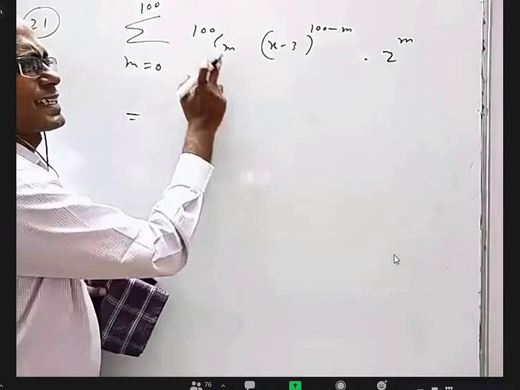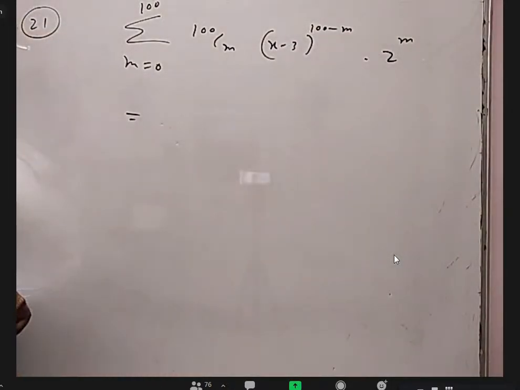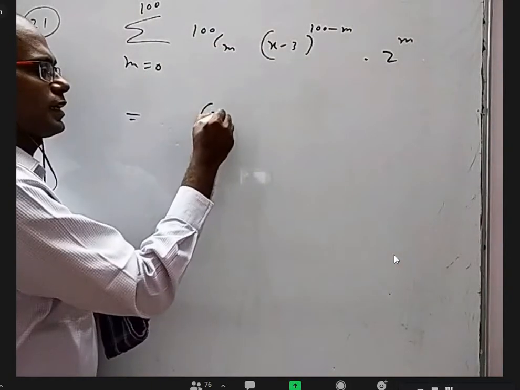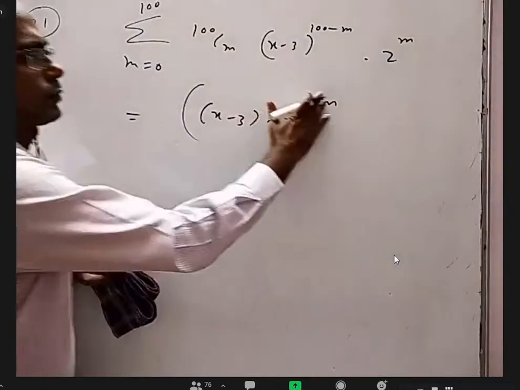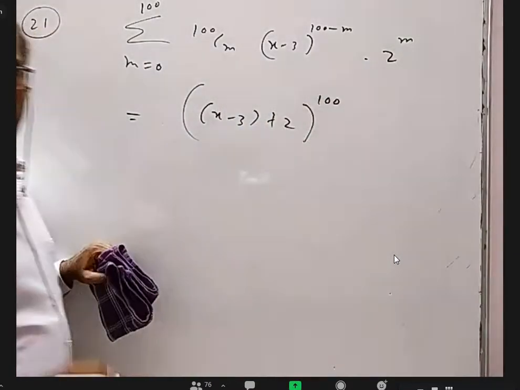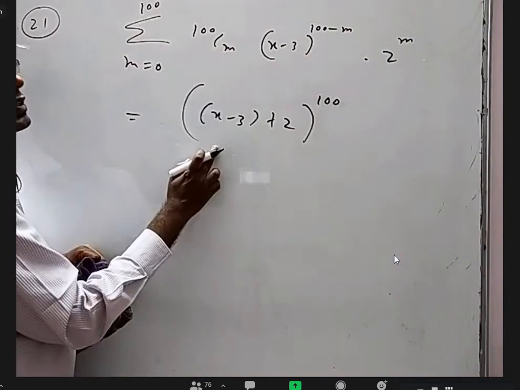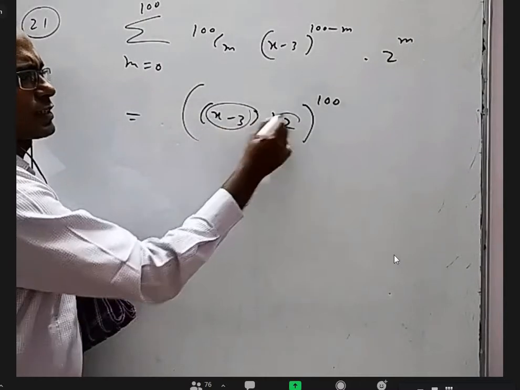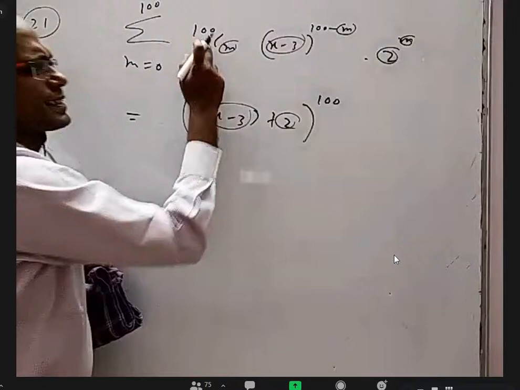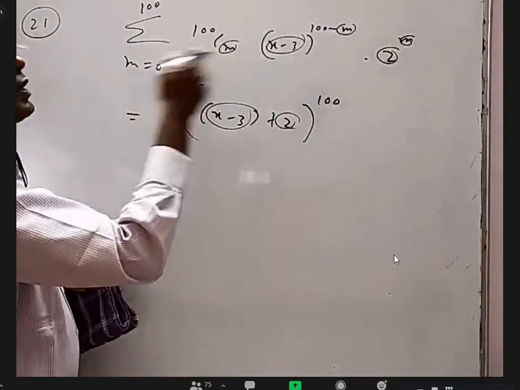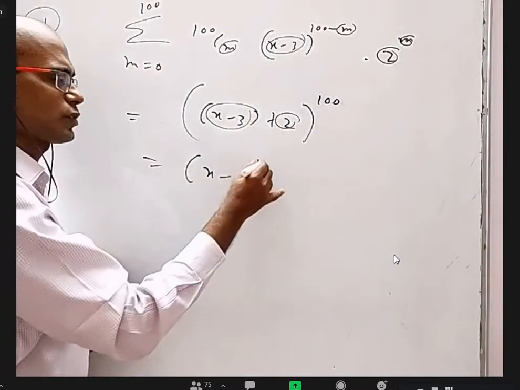does this look like nCr, x power n minus r, y power r? Does it look like that? Yes, sir. So this can be written as (x minus 3 plus 2) whole power 100. Am I right? Is it correct? Yes, sir. Directly this is equal to this, because if you call this x, this y, this is your r. It looks like nCr, x power n minus r, y power r. Sigma m equal to 0 to 100 is the full expansion of this, and this is (x minus 1) whole power 100.